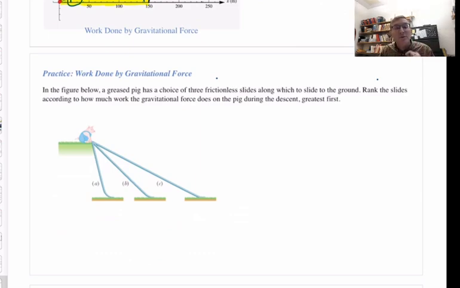Greatest first. Now, to help us think about that, let me say that the vertical height between the starting level of the pig and the ending level of the pig is just some amount h. All right, so I'm going to let you think about that. You could pause the video, rank the W values, W grav, for slide A, B, and C, biggest to smallest. Okay, pause the video.